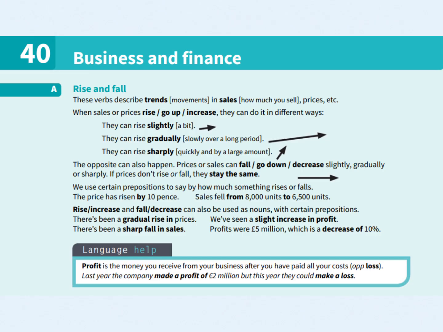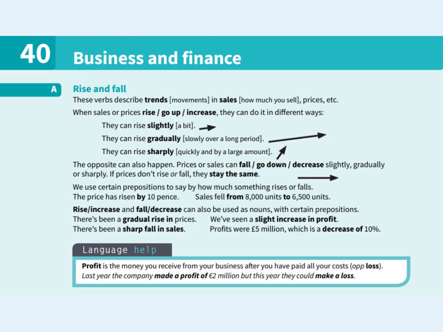When sales or prices become lower, we can say that they fall, go down, or decrease. These changes can also happen slightly, gradually, or sharply. When there is no increase or decrease, the figures stay the same.